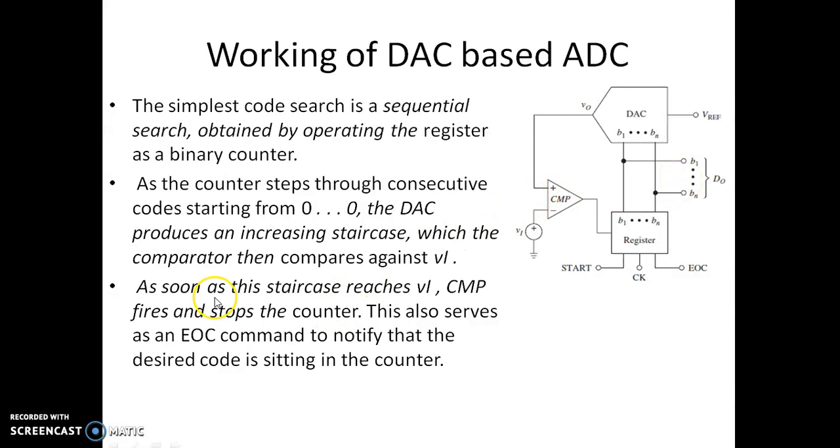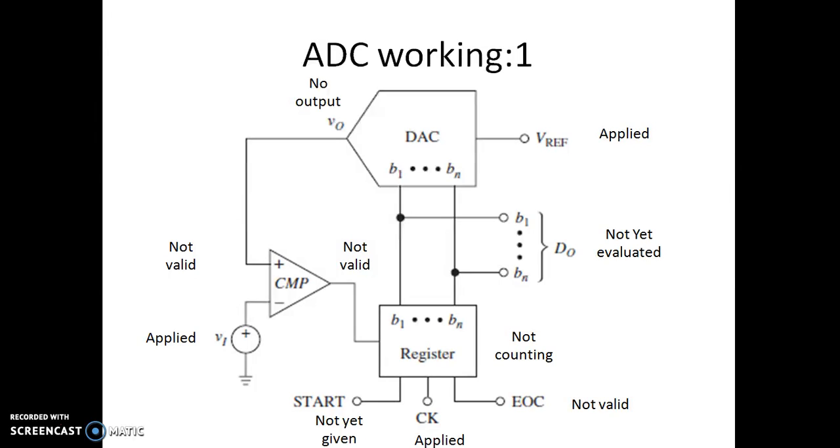So that's what we are seeing here. As soon as this staircase coming from the DAC reaches VI and slightly above that, the comparator actually stops the counter, and it sends an EOC command to notify that the desired code is sitting in the counter. Once the desired code is sitting in the counter, you can read this value, which happens to be the digital equivalent of the analog voltage.